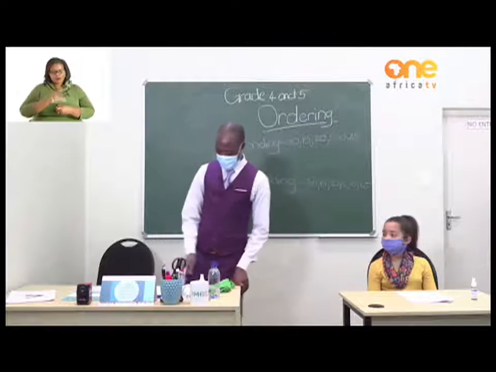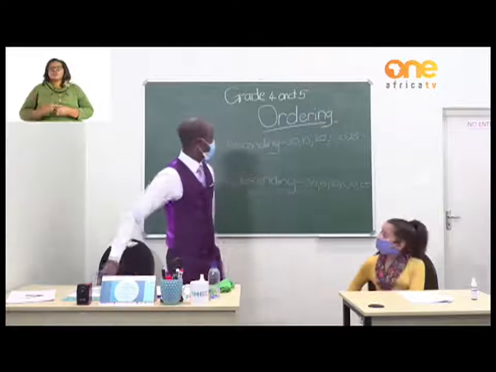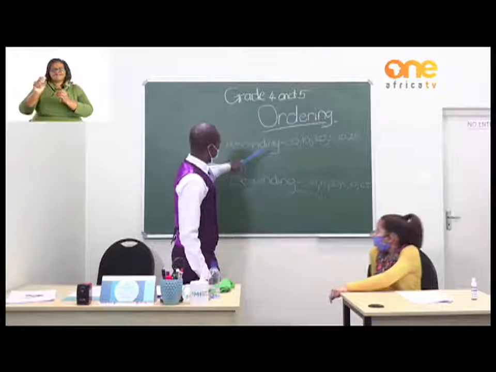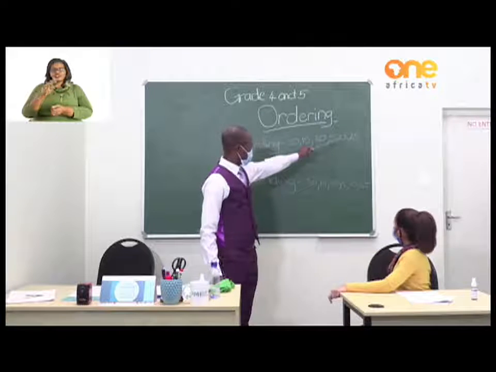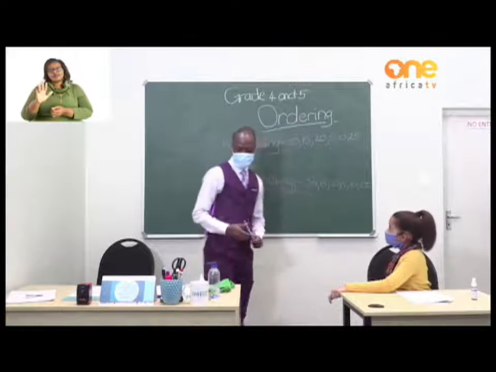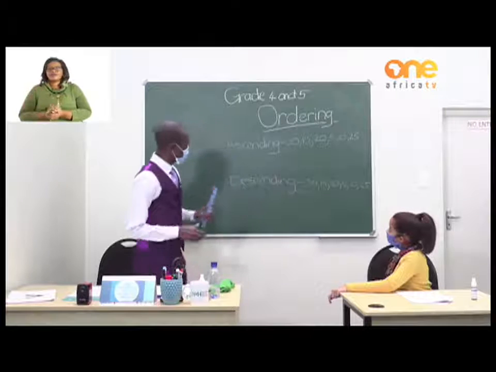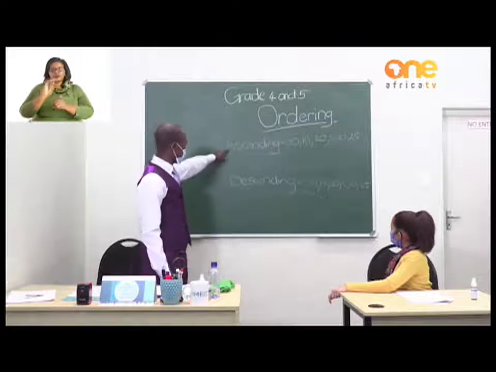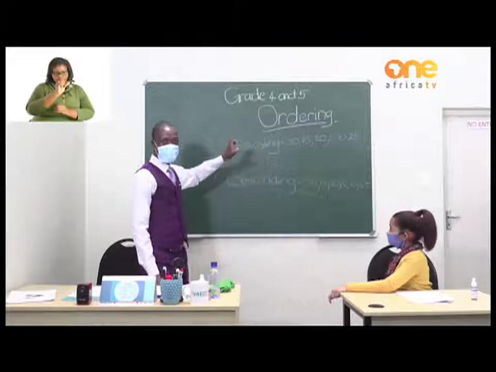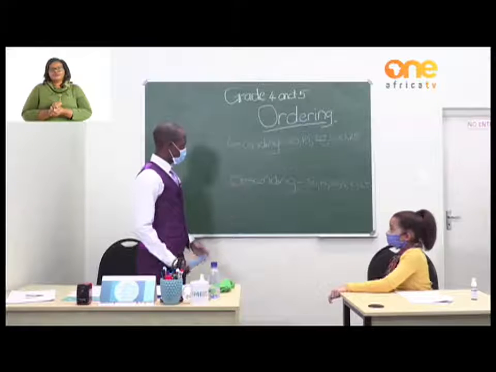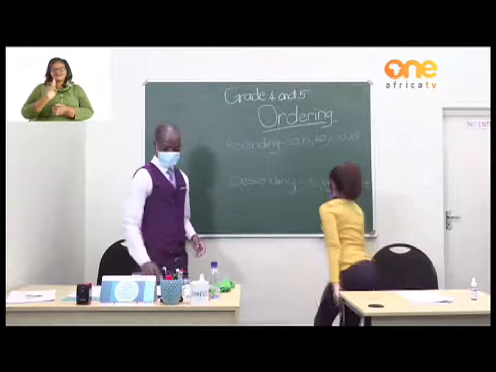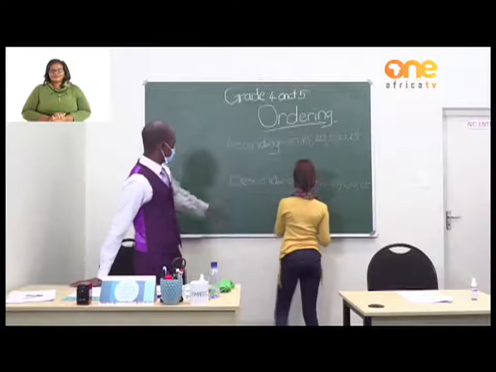Let us look at the numbers which are on the chalkboard. We are having 30, 15, 20, 5, 10, and 25. We are supposed to arrange those numbers in ascending order, meaning to say we are going to start from the smallest to the biggest. Chanel, can you come and arrange these numbers in ascending order? You start from here.